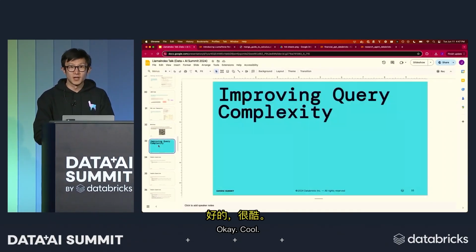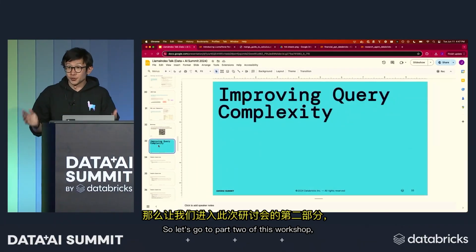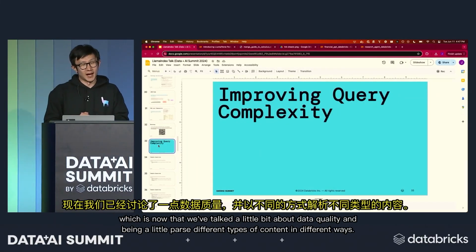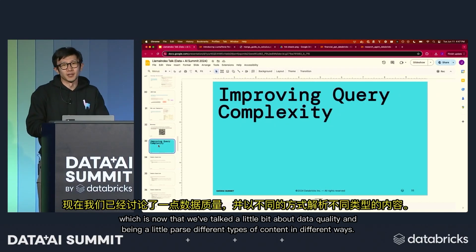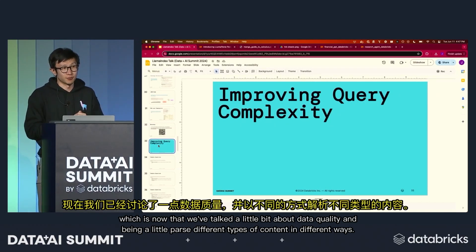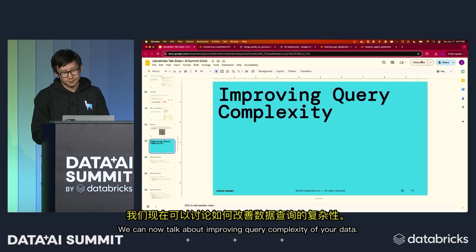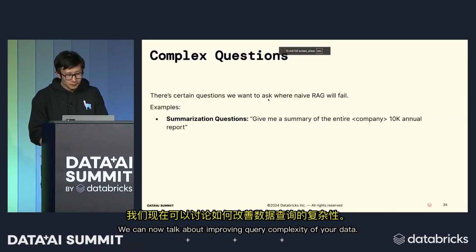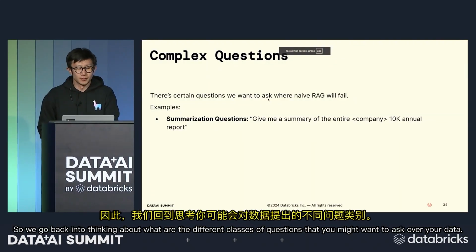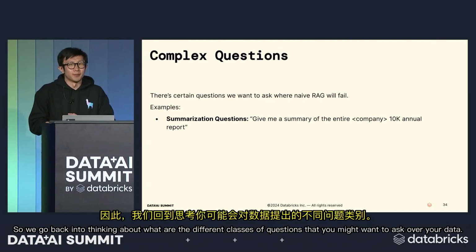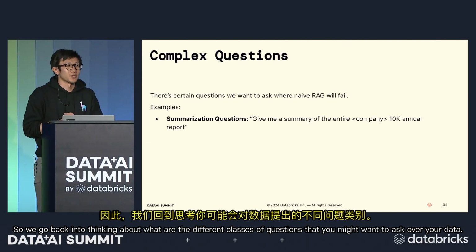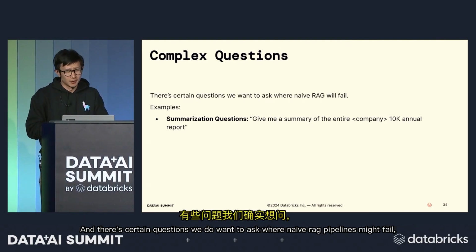Okay, cool. So let's go to part 2 of this workshop, which is now that we've talked a little bit about data quality and being able to parse different types of content in different ways, we can now talk about improving query complexity over your data. So we go back into thinking about what are the different classes of questions that you might want to ask over your data. And there are certain questions we do want to ask where naive RAG pipelines might fail, right?